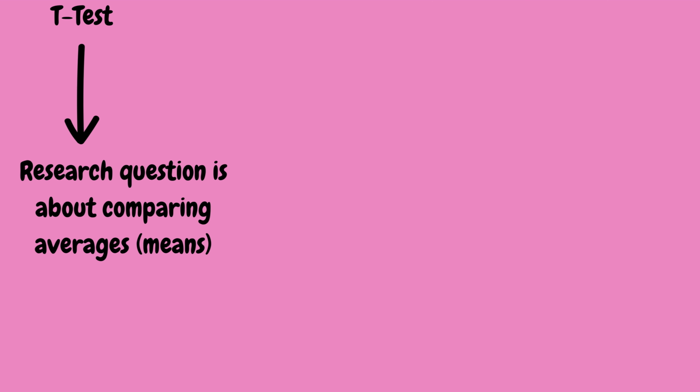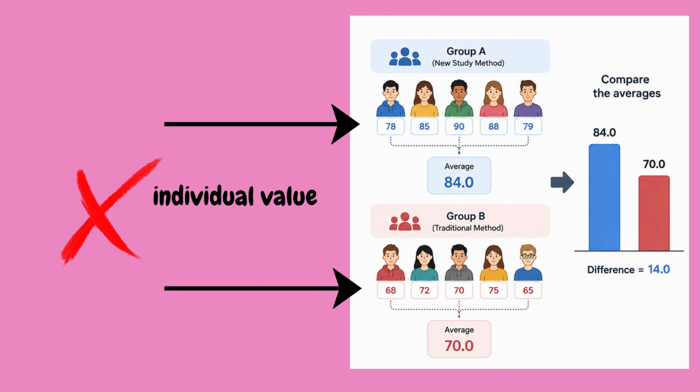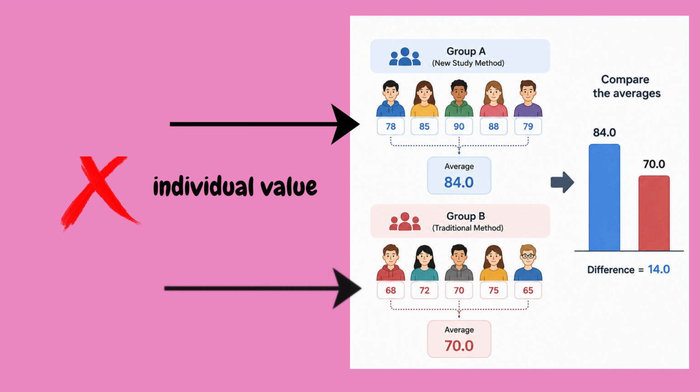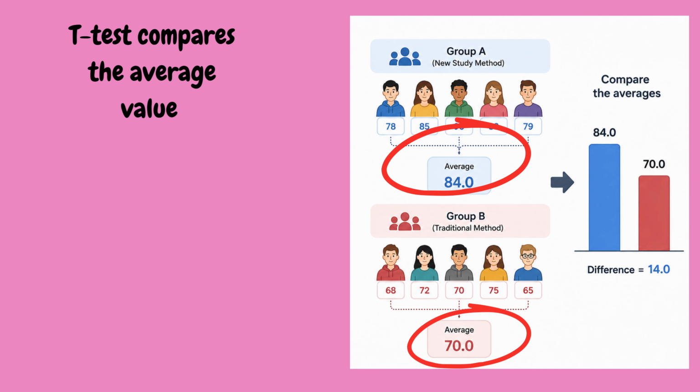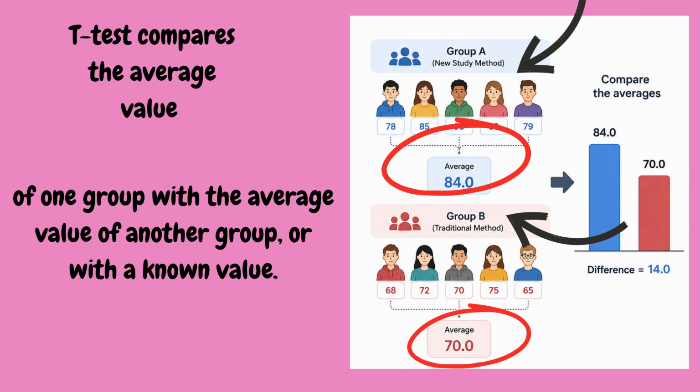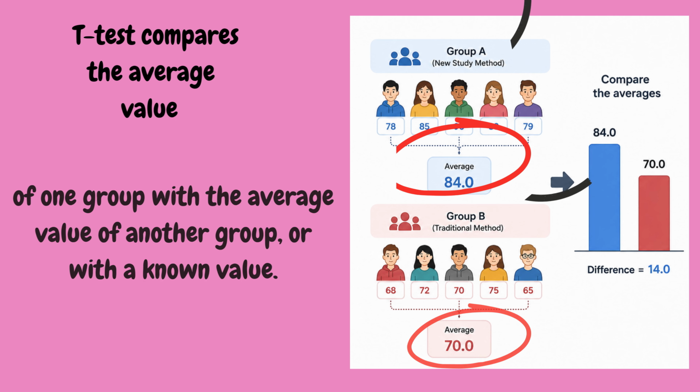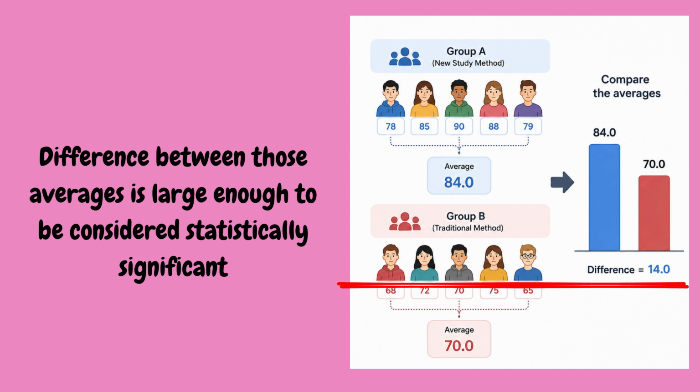You should use a t-test when your research question is about comparing averages, means. Instead of looking at every individual value, a t-test compares the average value of one group with the average value of another group, or with a known value. It then tells you whether the difference between those averages is large enough to be considered statistically significant, meaning the difference is unlikely to be due to chance alone.